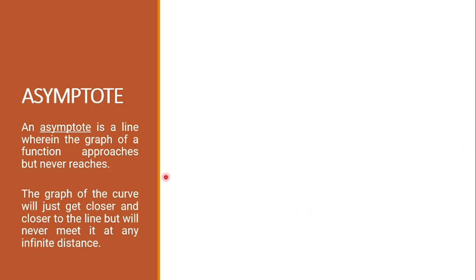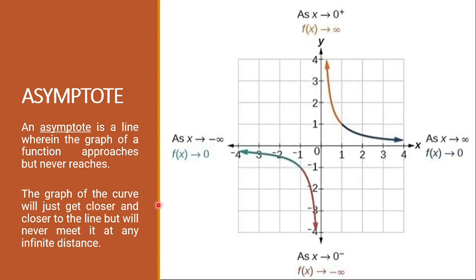Okay, so an asymptote is a line wherein the graph of a function approaches but never reaches. So in this case, the graph of the curve will just get closer and closer to the line but will never meet it at any infinite distance. We can see this illustration here on the right side. We have two curves for our rational function. Now, let's try to describe what's happening here.